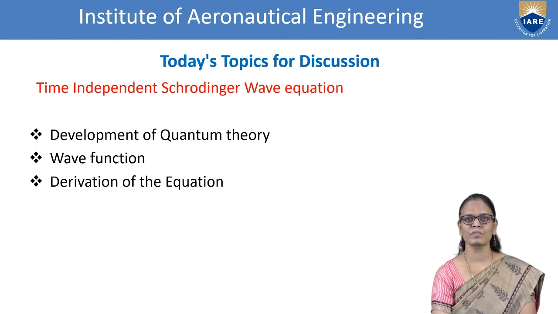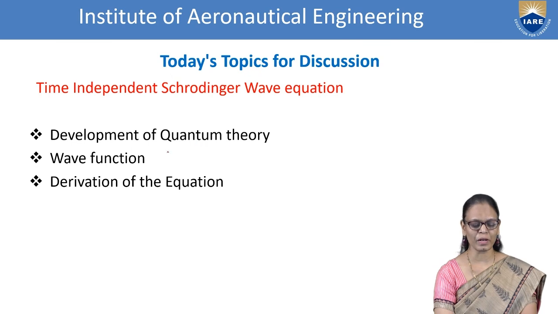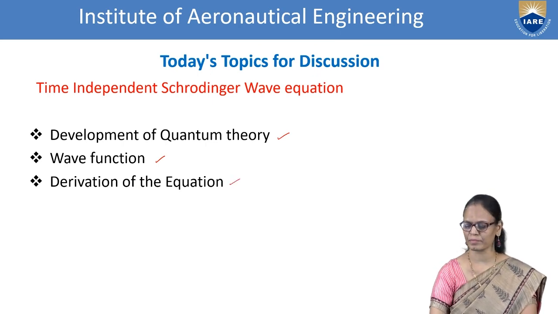Now, how are we going to go about this topic? First, we will see quickly how quantum theory has developed, and then we will talk about the wave function and then derive the equation, that is the Schrodinger wave equation.